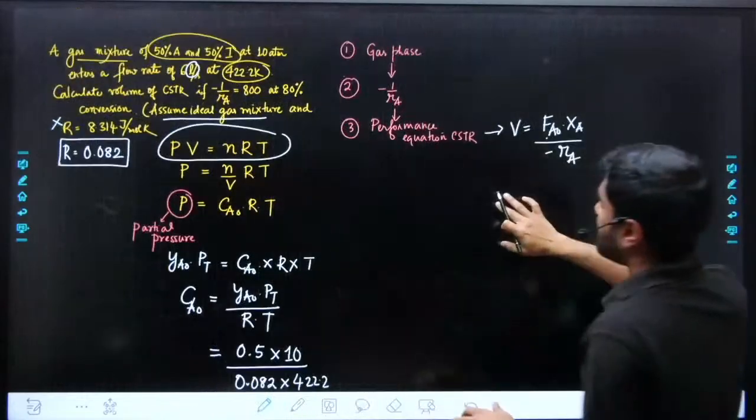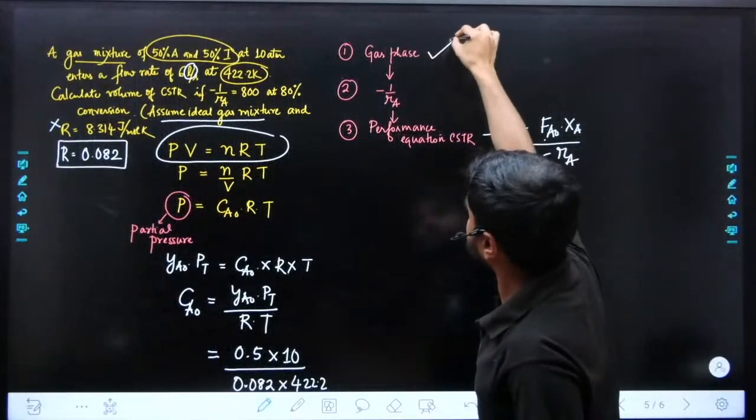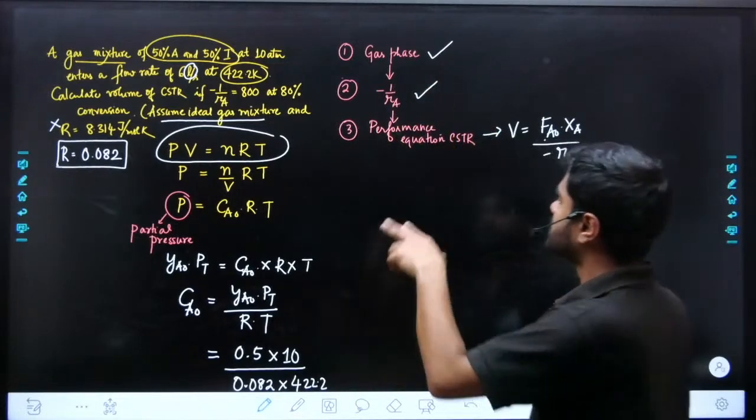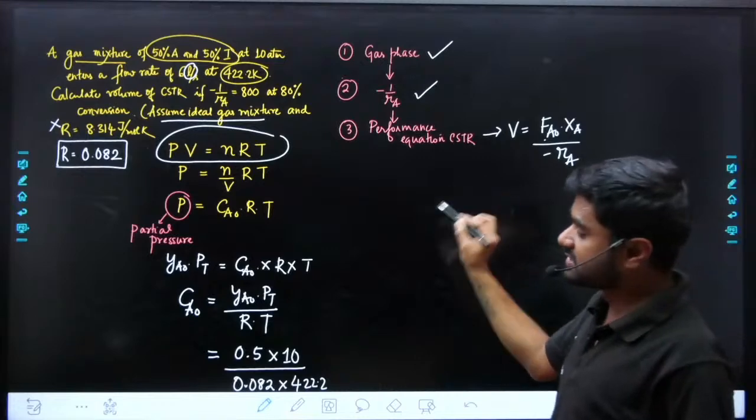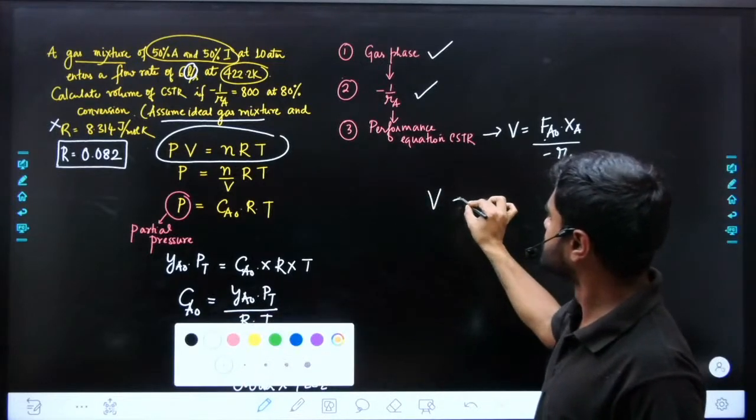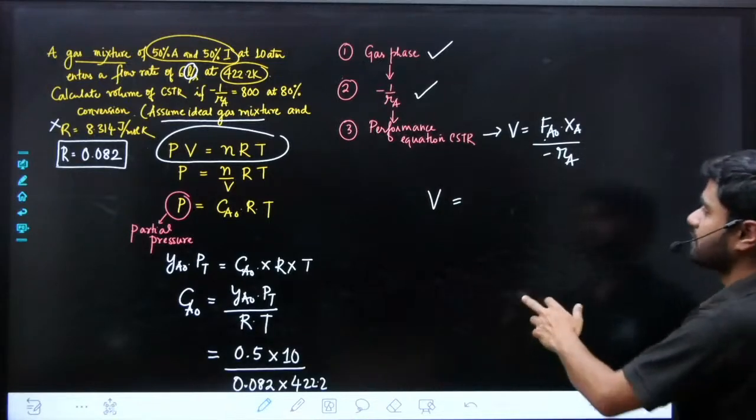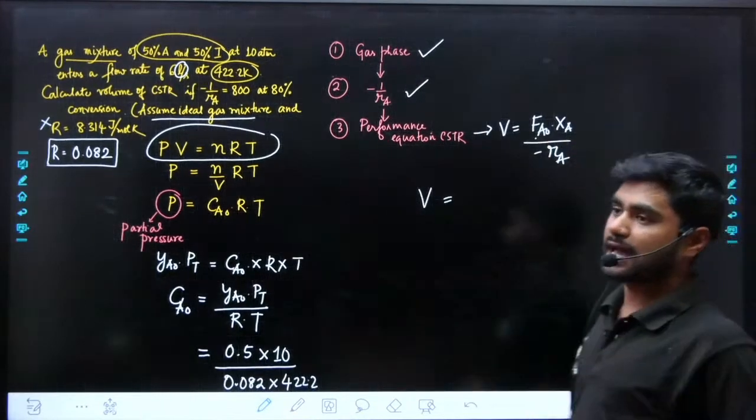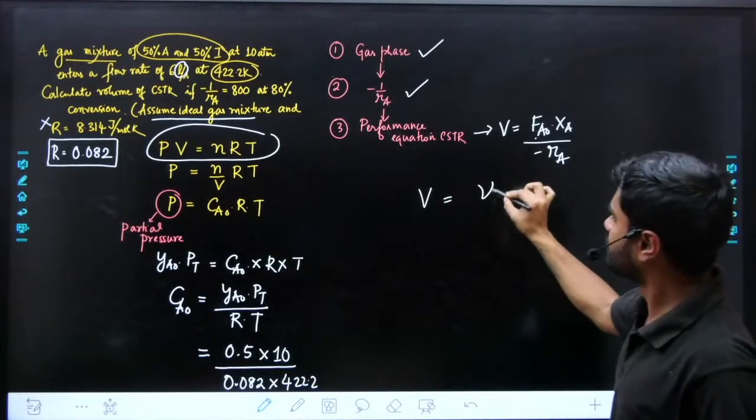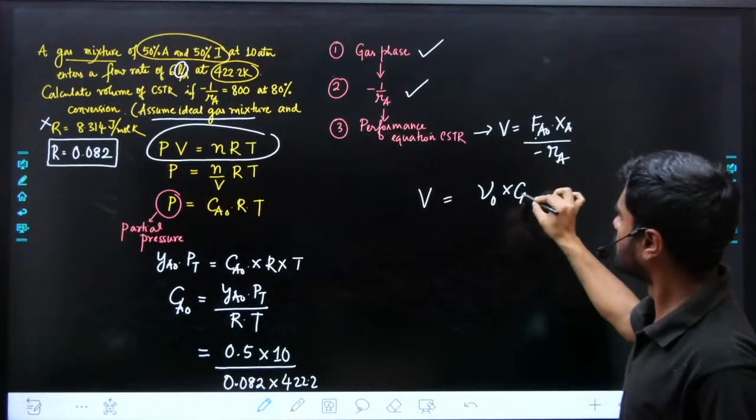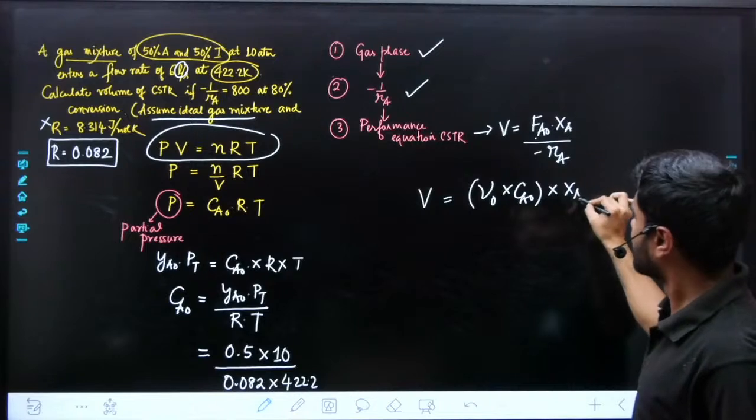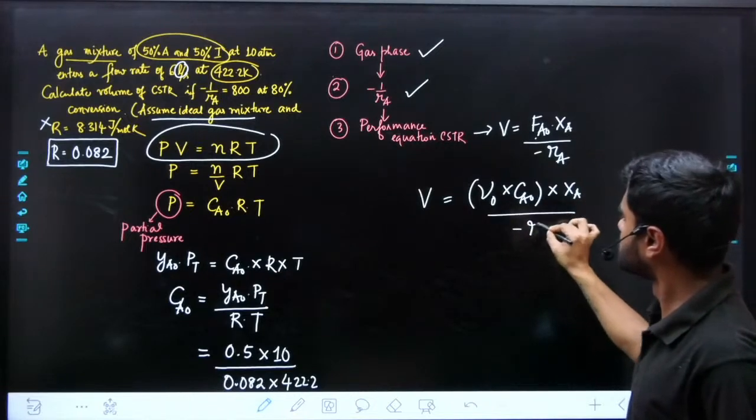Now the first part has been identified. This is the first thing. The second thing is minus 1 by Ra. The performance equation is the third part. I'm writing here V, which is the volume of the MFR. Fa naught can be written as the flow rate, and the flow rate can be expressed in terms of V naught into Ca naught. This is followed by conversion, which is Xa by minus Ra.